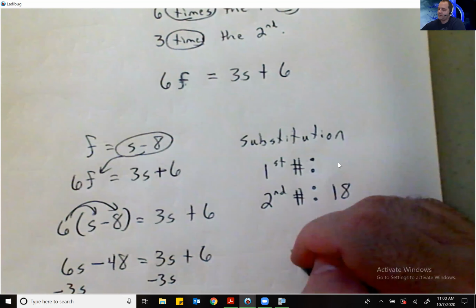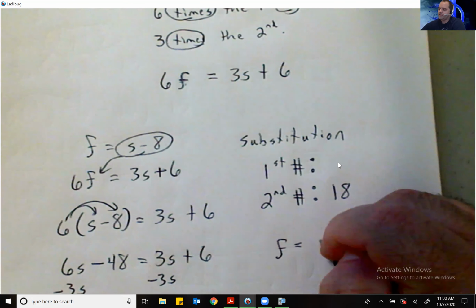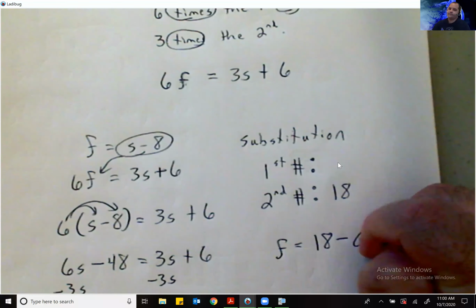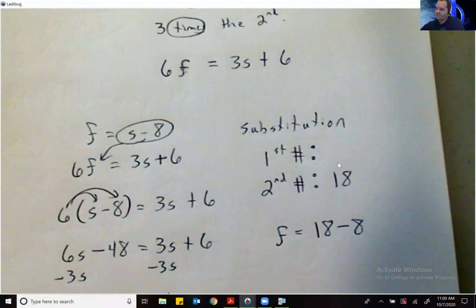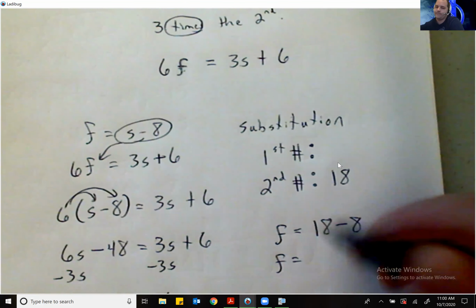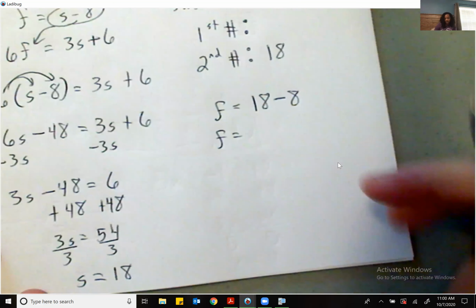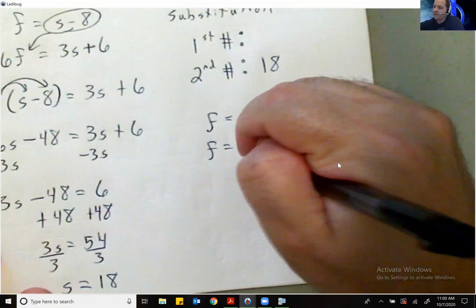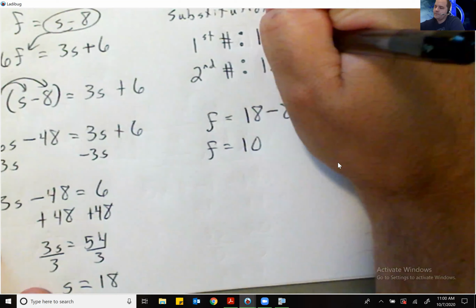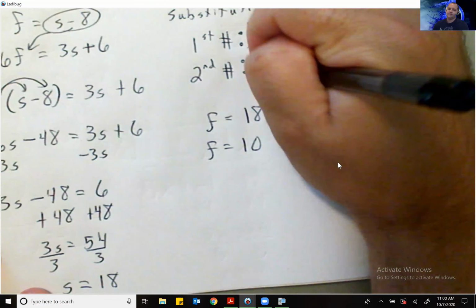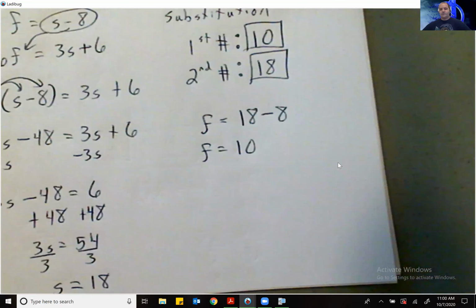So F equals S, which is 18 minus 8. So what does F equal? 10. And there you go. There's the first number, and there's the second number. That's what they want. Everyone good? Yep. Okie dokie artichokes.